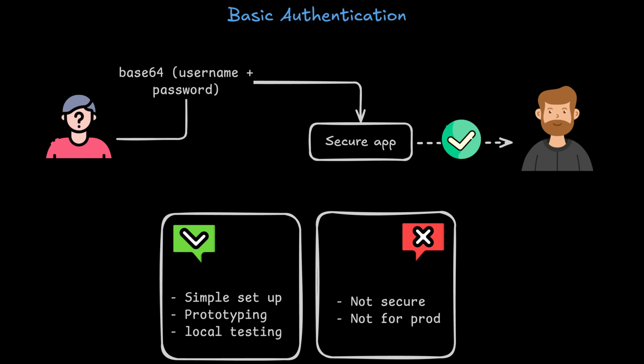Let's start with basic authentication. With basic auth, the client sends a username and password with every request, usually encoded in base64. It's very simple to set up, but it's not secure unless you use HTTPS, because the credentials are always exposed. Most common use cases for basic auth are quick prototypes, testing with Postman, or very simple internal tools. This is not recommended for production systems.